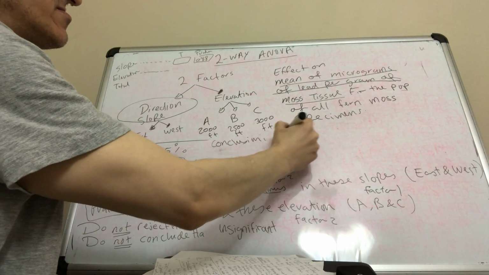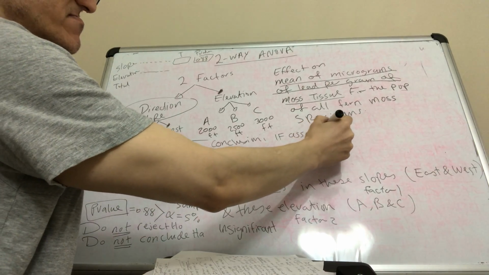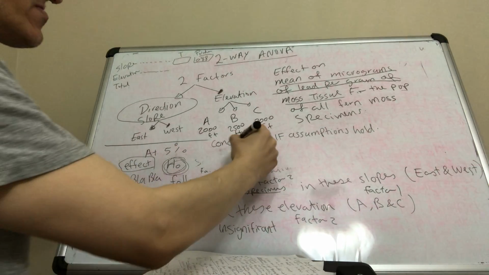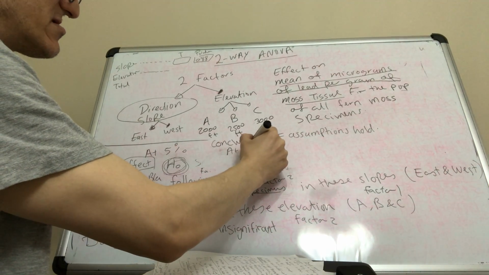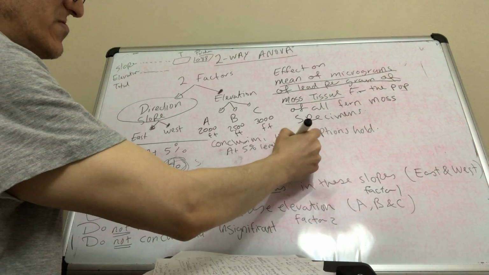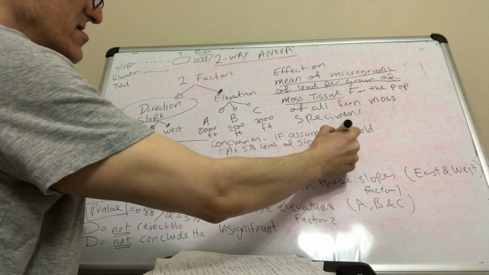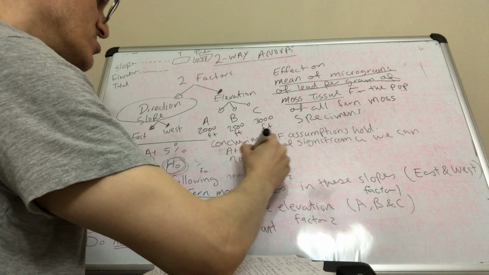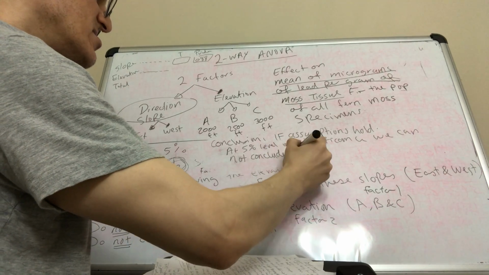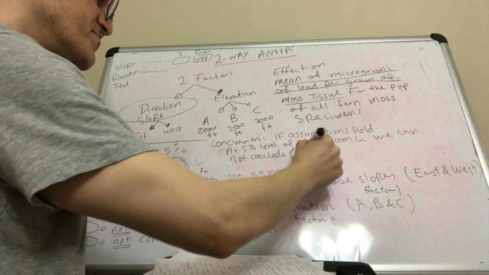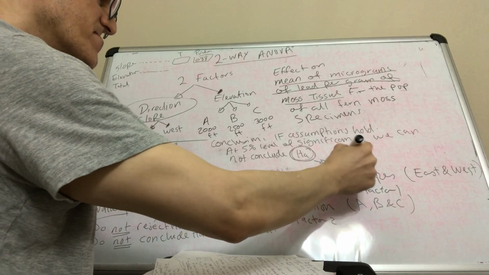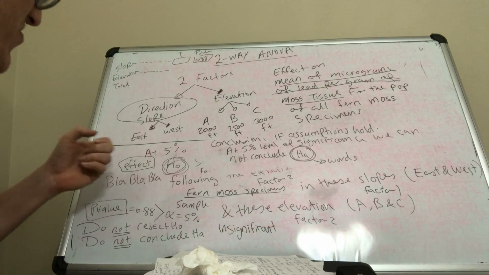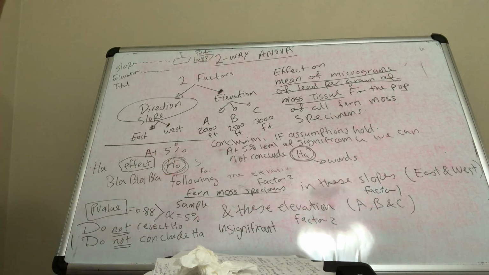For the conclusion, of course, there was no talking about the assumptions. And since we have alpha, you say at 5% level of significance, we cannot conclude HA. But you put HA in words. We cannot conclude that slope has an effect on whatever, till the end.